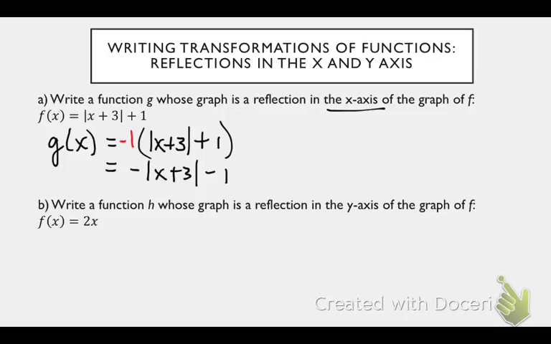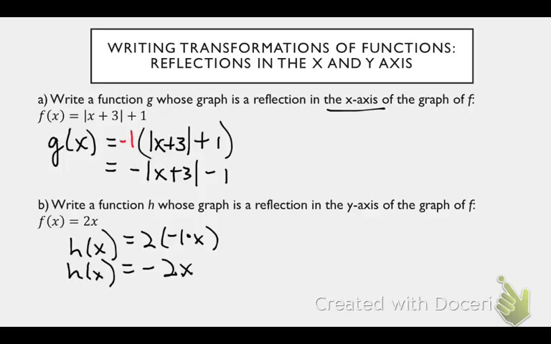Now the next one, we want to write a function h whose graph is a reflection in the y-axis. So technically what we're doing is we're multiplying just the input by -1. But with a linear function, when we simplify, we end up combining that too, and so it ends up looking like an x-axis reflection.